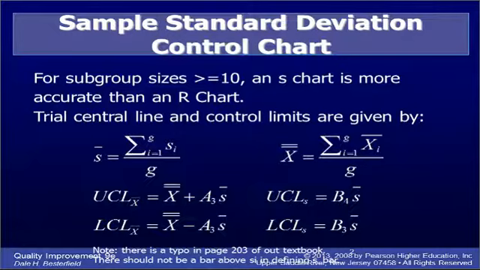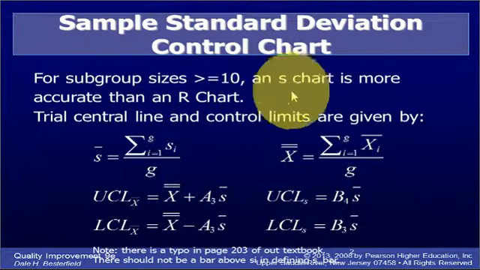So for subgroup sizes that are greater than or equal to 10, the range is no longer a good measurement of dispersion, and therefore we need to turn to the sample standard deviation to describe the dispersion of samples within one subgroup, and therefore we need to construct this S chart.